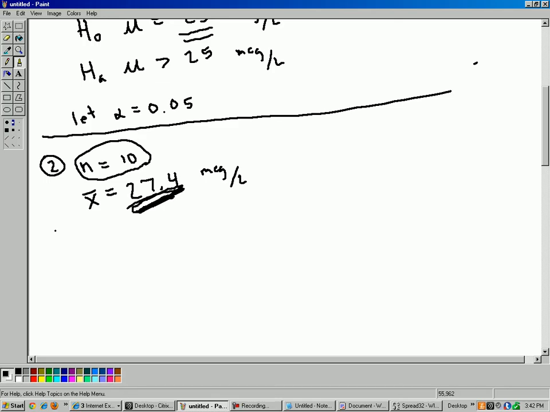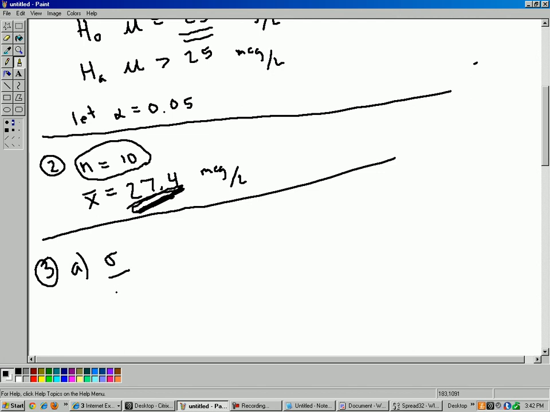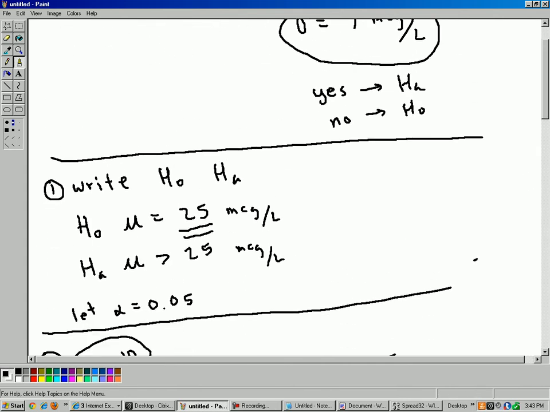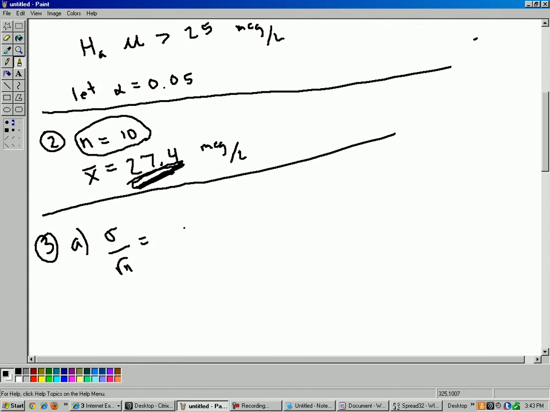Okay, so now we move on to step 3, which is the analysis stage. So part A of this is get the standard deviation of the sampling distribution. So that's sigma over square root of n. Sigma is 7. Square root of n is square root of 10. Okay, let's do that calculation here.